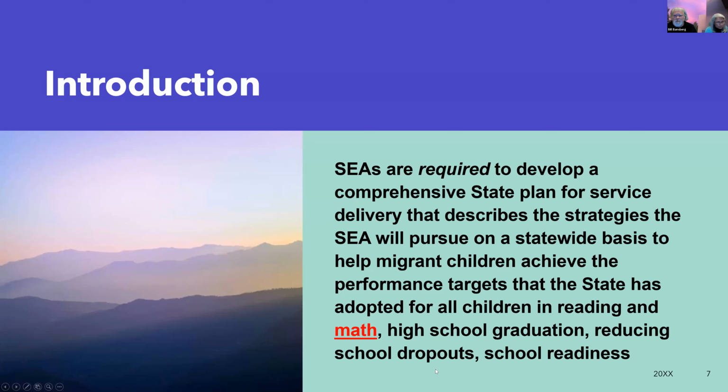Okay, let's talk about the resources. Introduction. First of all, for every state, you have to have a comprehensive service delivery plan. You have to have a service delivery plan that describes strategies that you will use on a statewide basis to help migrant children achieve the performance targets of the states. Every service delivery plan is required to respond in some way as to how they will support reading proficiency, math proficiency, high school graduation, reducing the dropout rate, and school readiness.